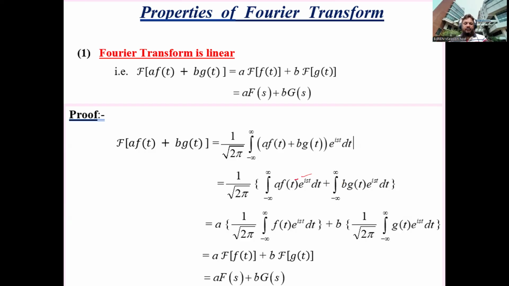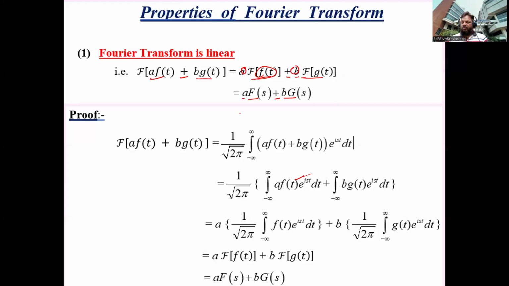If we take a function, you see, the Fourier transform of a f(t) plus or minus b g(t), it may be plus or minus. Now, this will be a times the Fourier transform of f(t) plus or minus b times the Fourier transform of g(t), where a and b are constants, right? If the Fourier transform of f(t) is F(s), we can write a F(s), and if the Fourier transform of g(t) is G(s), then we can write plus or minus b G(s).